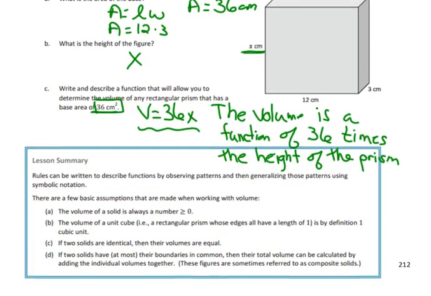Okay, some rules. The volume of a solid is always a number greater than 0. You can't have negative volume. The volume of a unit cube is by definition 1 cubic unit. If two solids are identical, then their volumes are equal. If two solids have their boundaries in common, then their total volume can be calculated by adding the individual volumes together, which we're going to take a look at in a little bit.